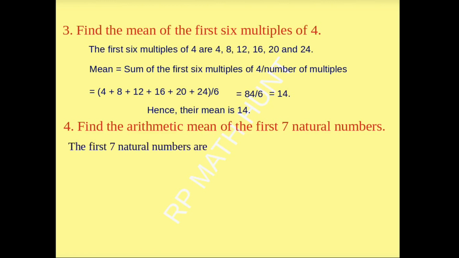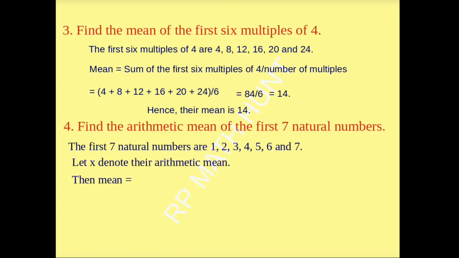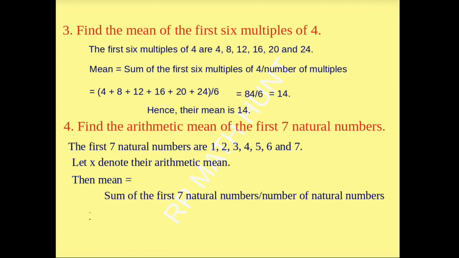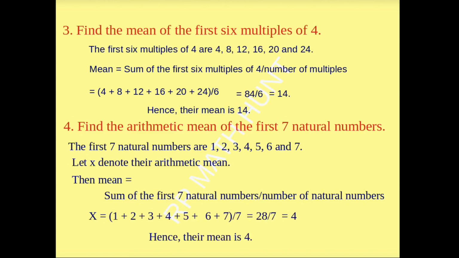The first 7 natural numbers are 1, 2, 3, 4, 5, 6, 7. Let x denote their arithmetic mean. The mean is equal to the sum of the 7 natural numbers divided by the number of natural numbers: (1 plus 2 plus 3 plus 4 plus 5 plus 6 plus 7) by 7, that is 28 by 7, which equals 4. Hence, their mean is 4.